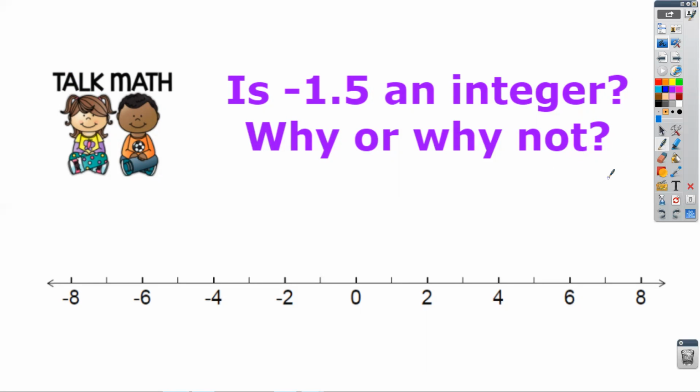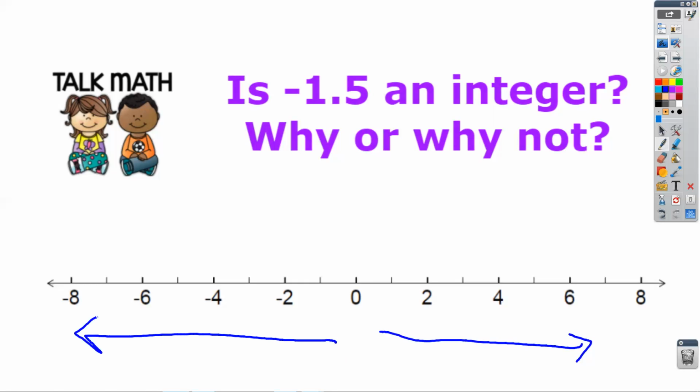So in the video, he said integers were all the positive whole numbers and all the negative whole numbers, or he worded it as all of the positive whole numbers and its opposite. So if I put negative 1.5 on this number line, here's negative 1, so 1.5 would be right here. Is it an integer? Well, the answer is no. And the reason behind it is it has a decimal. Integers are only whole numbers.